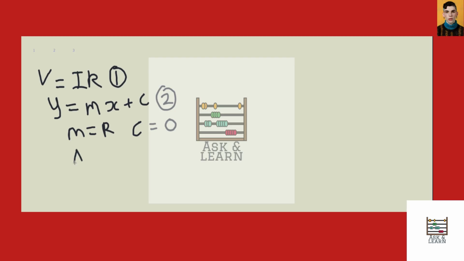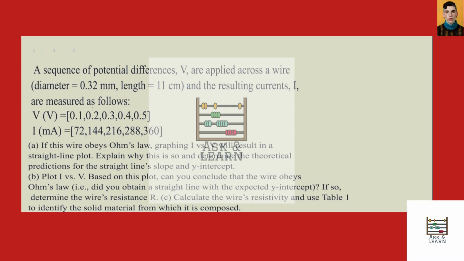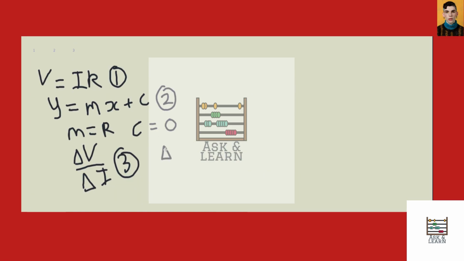So in order to calculate the resistance, or the slope of the graph here, we are going to look at the change in voltage over the change in current. And this is equation 3 here. From our table, we can see that the change in voltage is equal to 0.4, and the change in current is equal to 360 minus 72 times 10 to the minus 3. So that gives us delta V is equal to 0.4 volts, and change in current is equal to 0.288 amps.